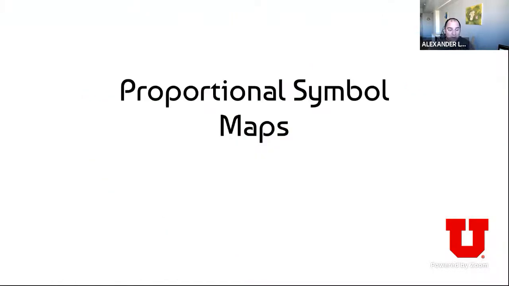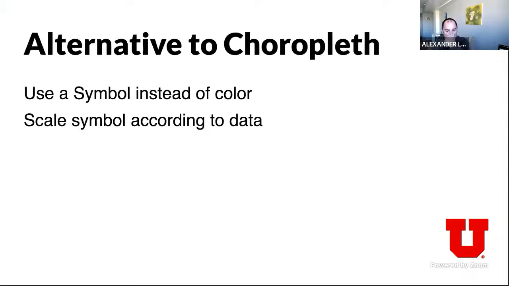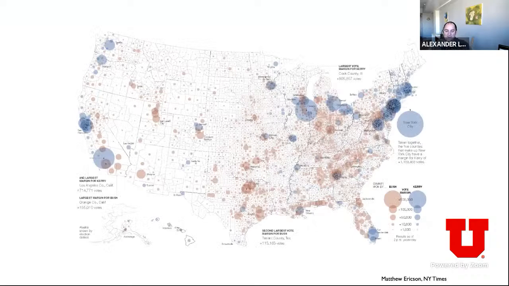Okay, so in addition to choropleth maps, we have proportional symbol maps. And these are a nice alternative. Here you use a symbol instead of a color, and you scale that symbol according to some data. That accounts a little better for these kinds of variations in population density. Here's a classic example. Instead of coloring these counties, bubbles are placed in each county, and the bubbles are scaled by how many people live in a particular county.